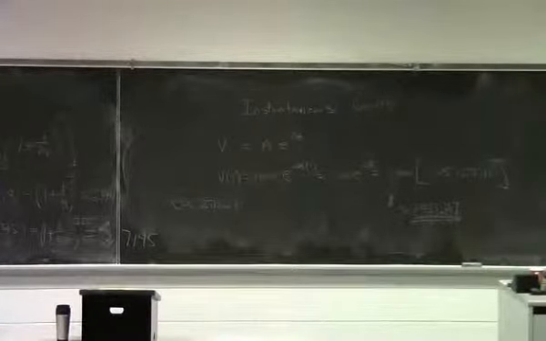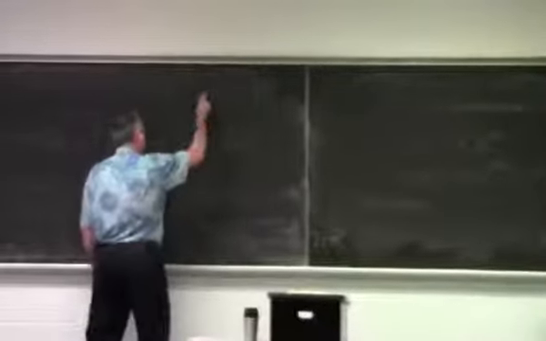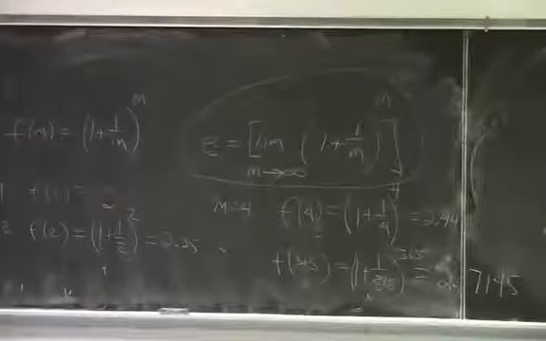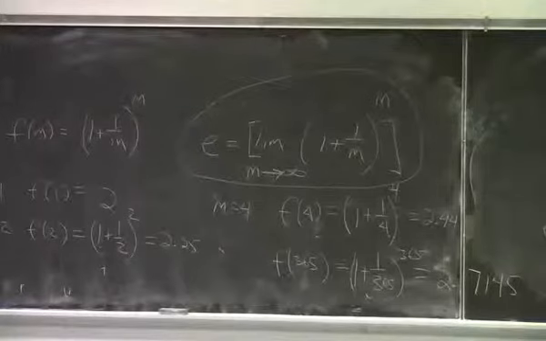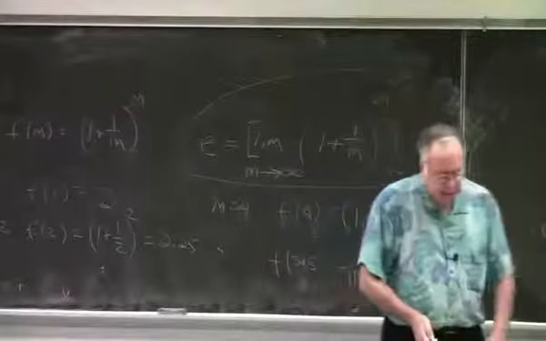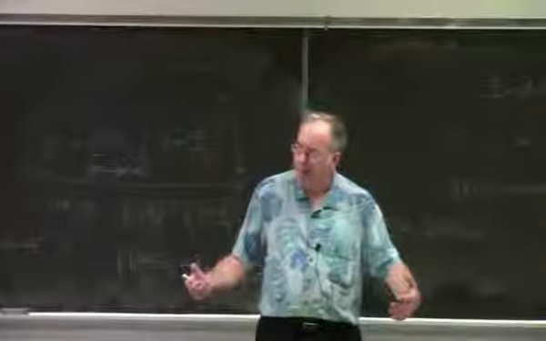Okay. But the exact, Bernard, the exact definition of E would be this. It's the limit of this thing right here. 1 plus 1 over m to the mth power as m goes to infinity. Okay. And that's what you use when you're doing continuous compounding.